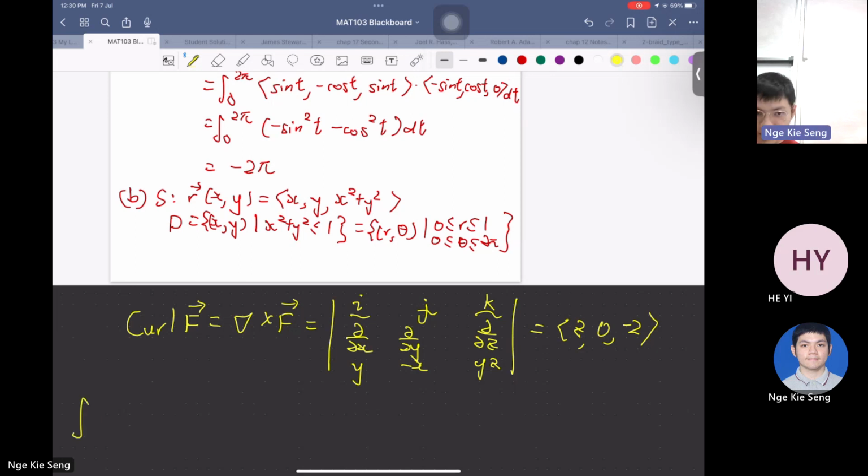Let's try to write down the surface integral first: the curl of F dotted with dS. We already derived the curl just now. What is this surface integral here? What kind of domain do you need to integrate over?